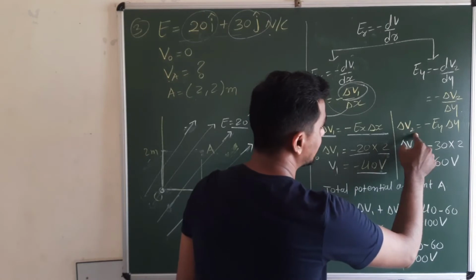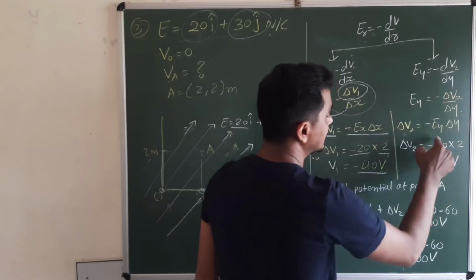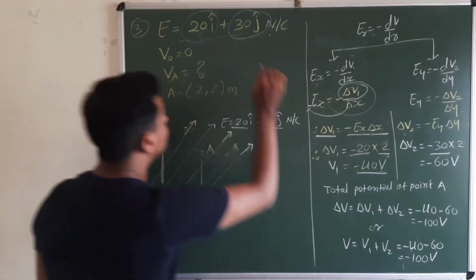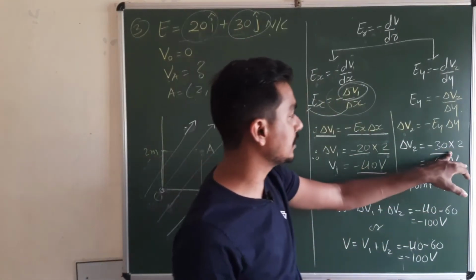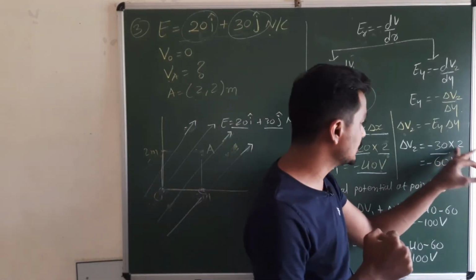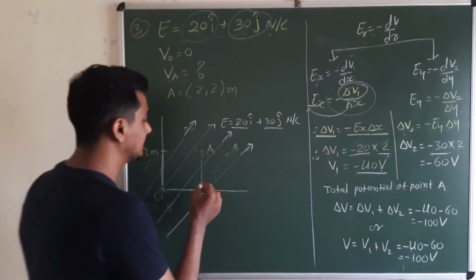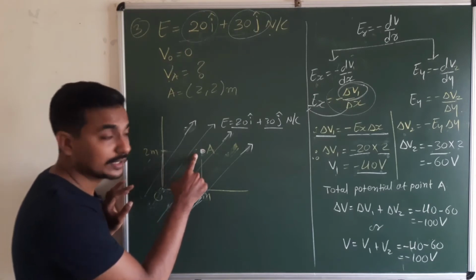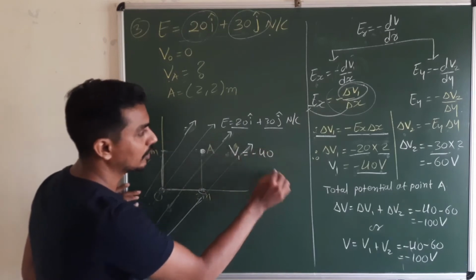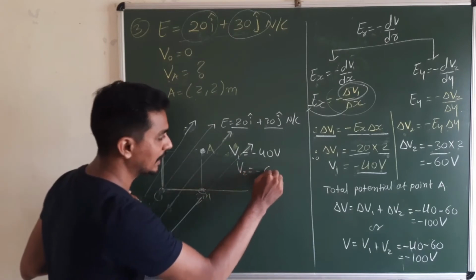Similarly for this equation, making delta V2 the subject, we can write minus Ey into delta y. What is Ey, the y component of the electric field? It is 30, into delta y. Again the same, 2 minus 0, so it is 2, and minus 30 into 2 is minus 60 volt. So at this point, the potential due to the x component, V1, is minus 40 volt, and the potential due to the y component of the electric field, V2, is minus 60 volt.